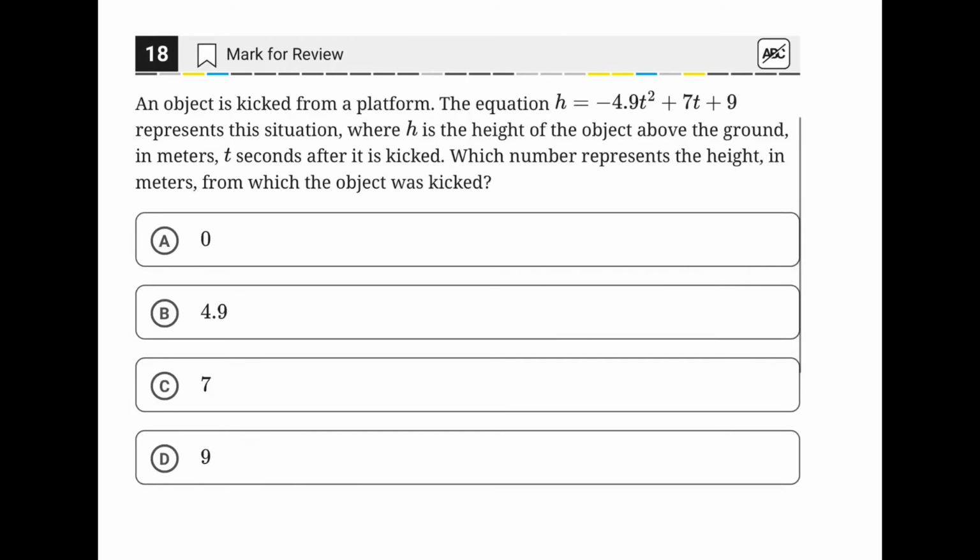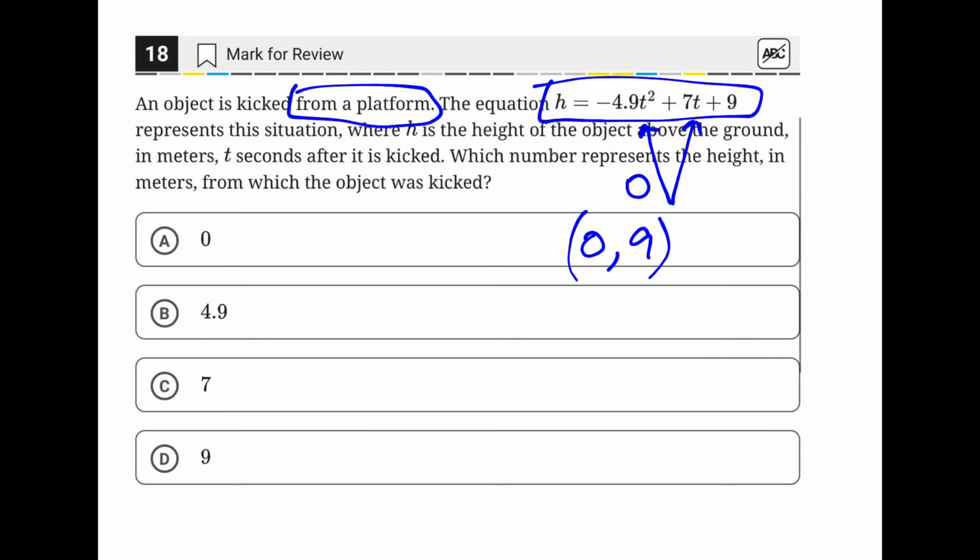An object is kicked from a platform, and here's the equation that you plug in t, the number of seconds, and it spits out h, the height of the object above the ground. They want to know which number represents the height in meters from which the object was kicked. Remember, it was kicked from a platform, so it is kicked from higher than 0. So if you plug in 0 for seconds, you're left with 9. That's the starting point. That's how high the platform was, D.